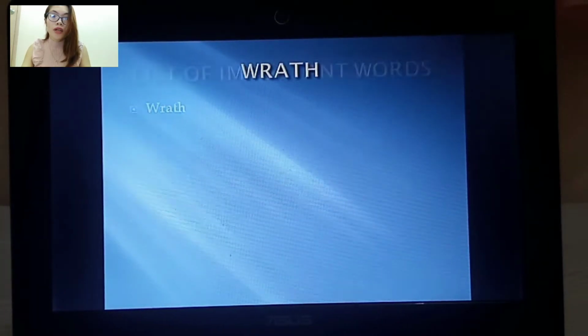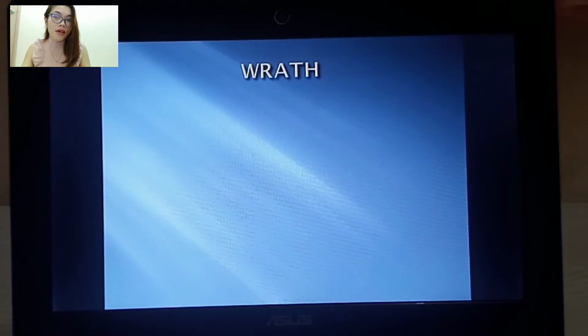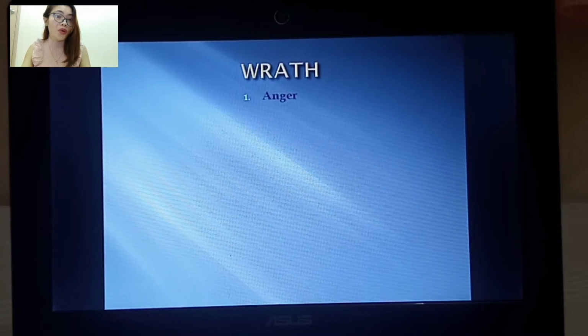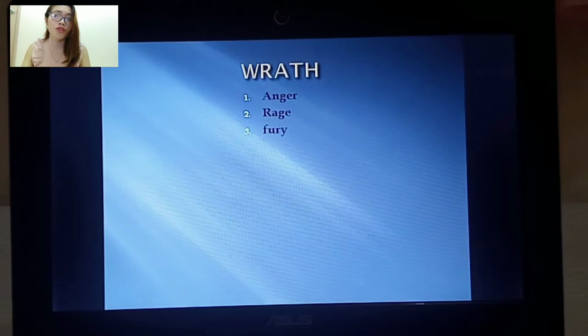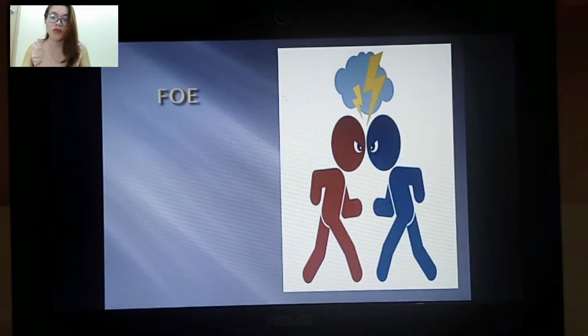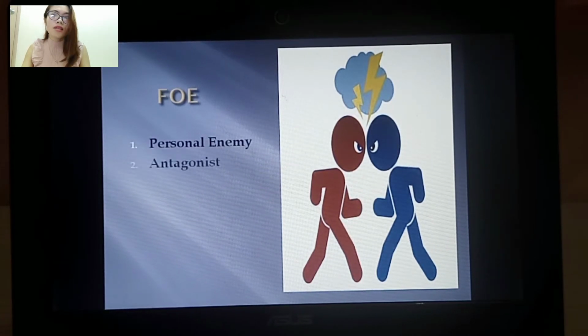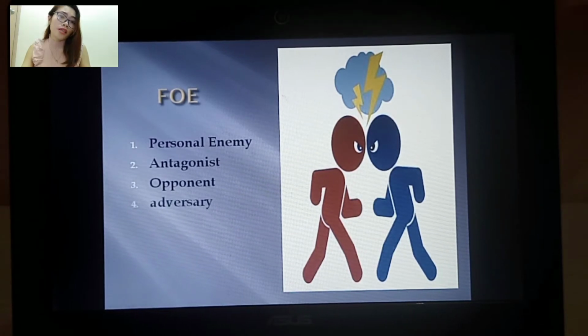The first word is wrath. Wrath means anger or rage or fury. Look at the picture. It shows anger, right? The next word is foe. Foe means enemy or your personal enemy, antagonist, an opponent, or adversary. Foe is the opposite of friend.